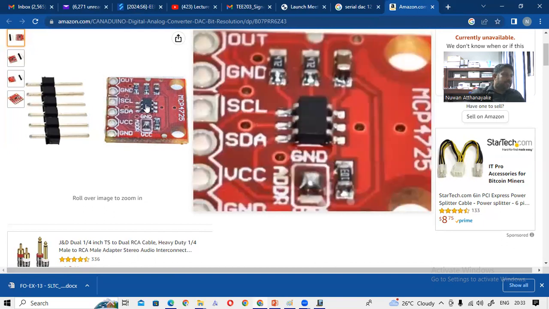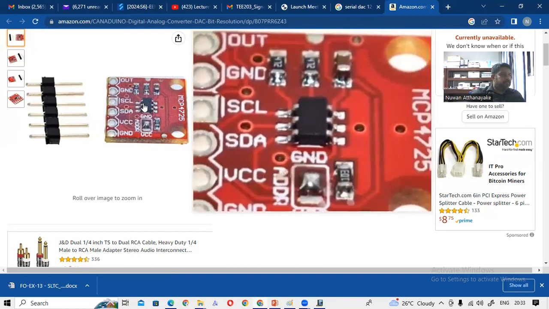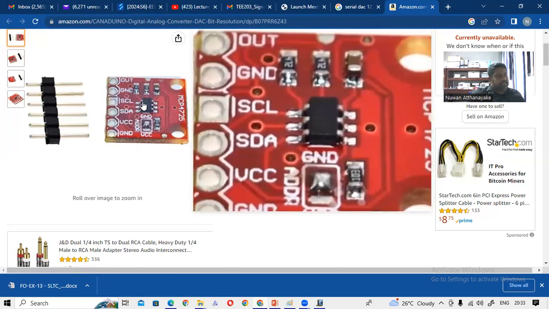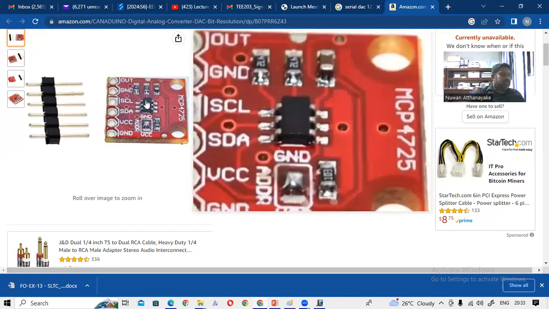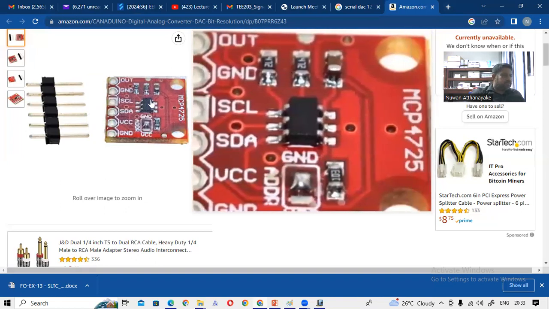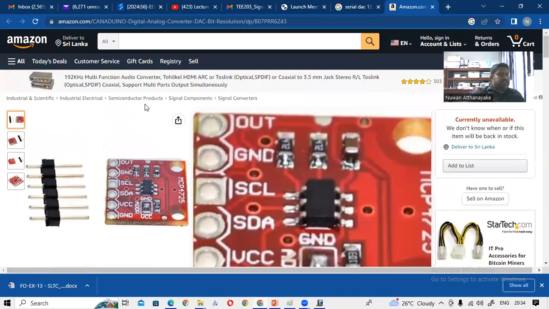Actually, this is the DAC. Here you can see a small chip piece there. That is the actual DAC. This type of DAC is available commercially. Now we will see.